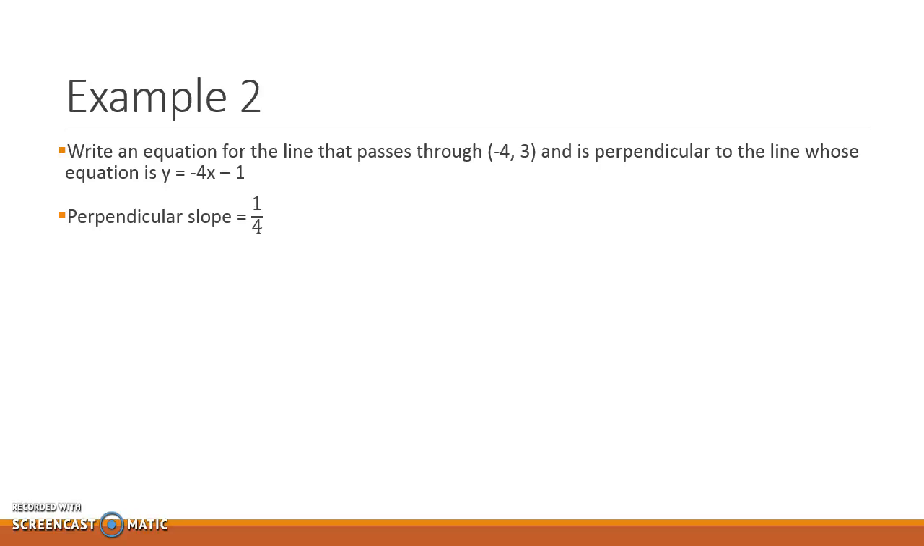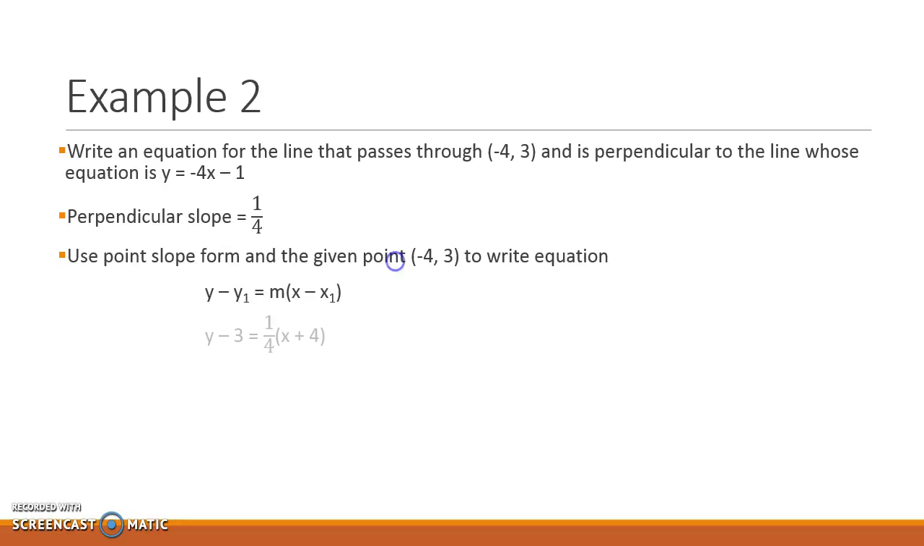When we take the opposite reciprocal, remember, since it's a negative, the opposite is a positive, and we can write -4 as -4 over 1, flip that over, and we get positive 1/4 as our new slope. So we're going to do the same thing. Plug into point-slope form our given point (-4, 3) and our new slope. We get y - 3 = 1/4 (x + 4). We distribute and solve, and we get our new equation, which is y = 1/4 x + 4.